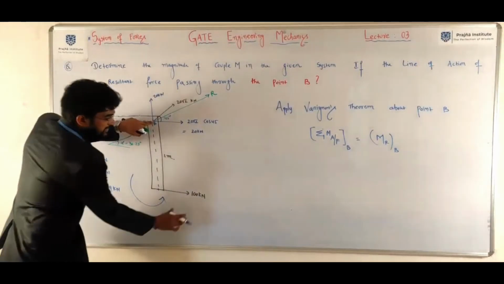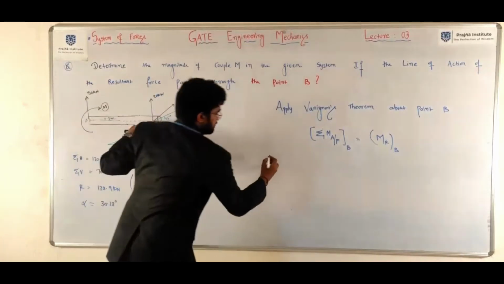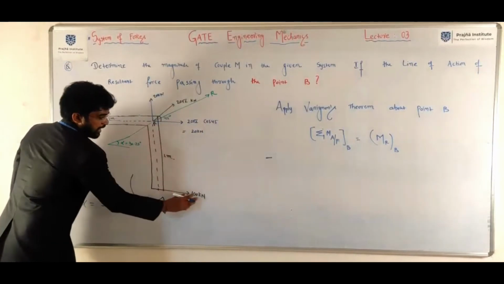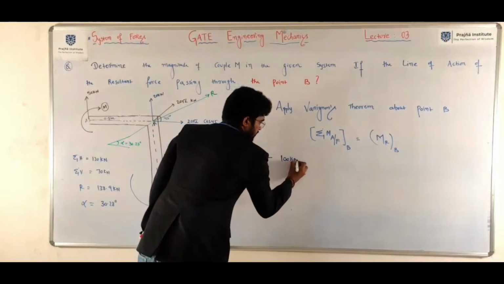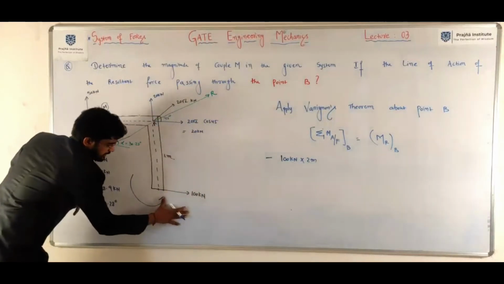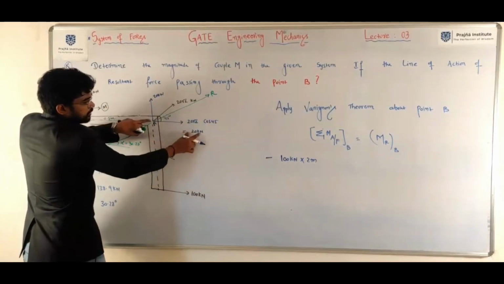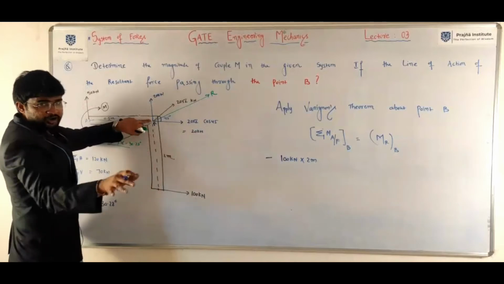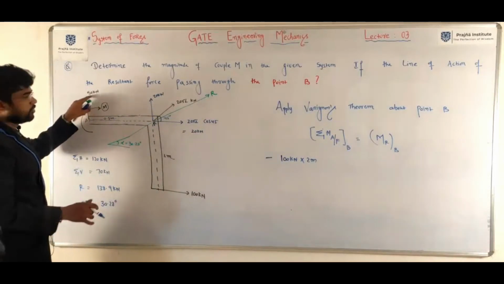See here, moment of 100 kilonewton about this point, anti-clockwise means put minus. What is the magnitude? 100 into perpendicular distance, 100 kilonewton into 2 meter. This is anti-clockwise. After that, moment of 20 kilonewton about this point, 0. Gone. Now, moment of 50 kilonewton.